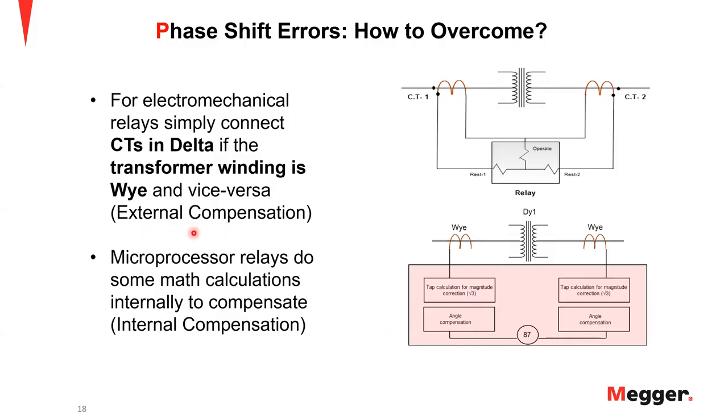external compensation. If you look at this picture here, I have a delta Y transformer, but I have Y connected CTs on both sides, which means I have to perform this magnitude of √3 correction and angle compensation on both sides internal to the relay. So let us take a look at how those compensations are done.